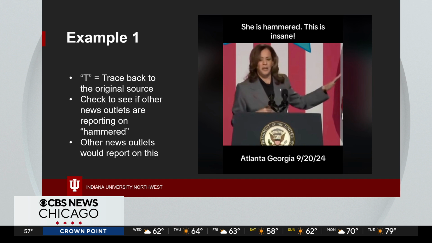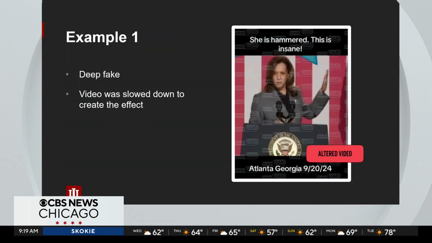So what you do is use the T in SIFT and you trace back to the original source and check to see if other news outlets are reporting that she's quote unquote hammered. If she really was inebriated live on stage, every news media would be reporting on it. That's because these presidential candidates are under a very close microscopic lens, and so this wouldn't be among just a small social media group.